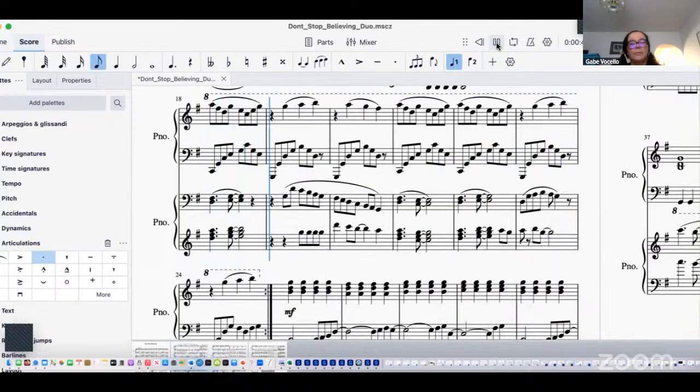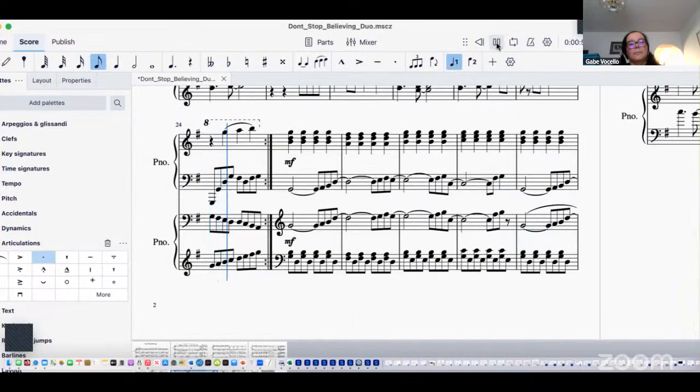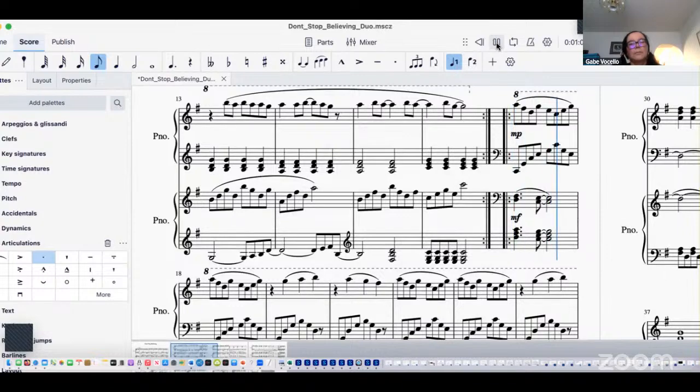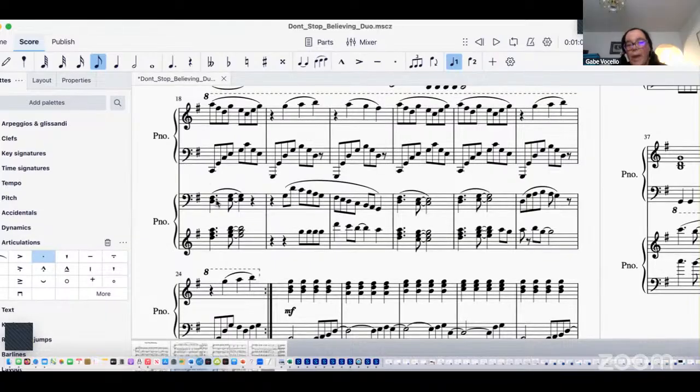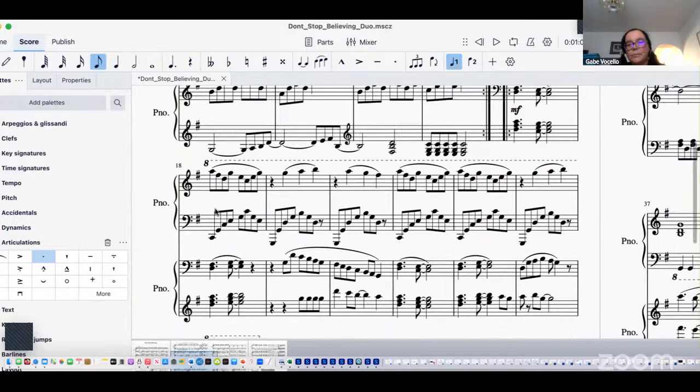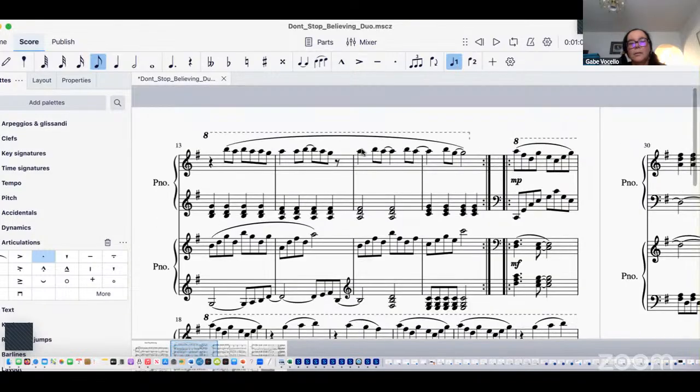That's the bridge. So you see here the dotted quarter note. This is not staccato. This is to add to the value of the note. So the dotted quarter note is equal to a quarter note plus the eighth note tied. So all this here would be staccato.